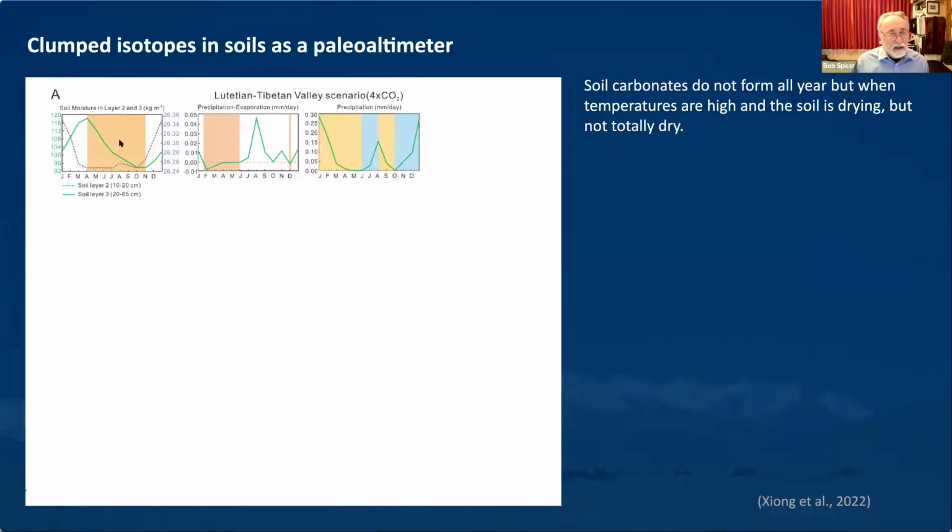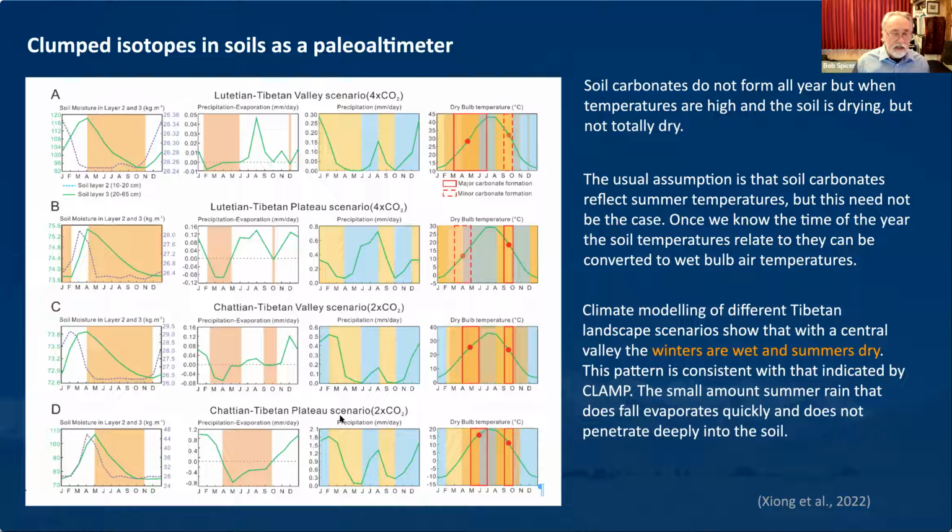We can do the same thing for a number of different topographic scenarios. Here we have a plateau in the Lutetian and slightly younger in the Chattian. We have a valley and a Chattian plateau. And when we look at the results that we get from our clumped isotopes, the formation scenario and predicted elevations are only compatible with two possible situations. One where we have a Lutetian valley and one where we have a Chattian plateau.